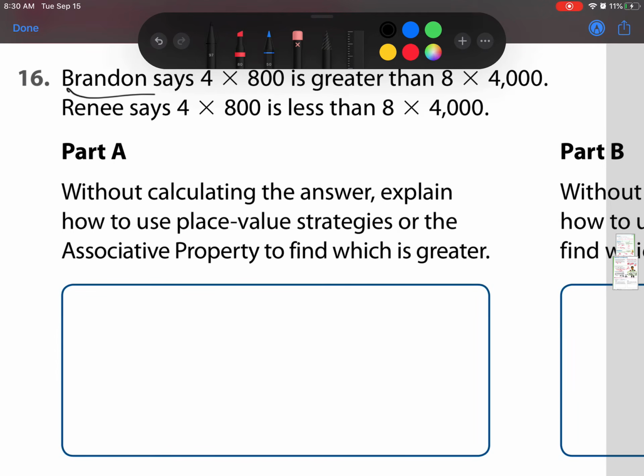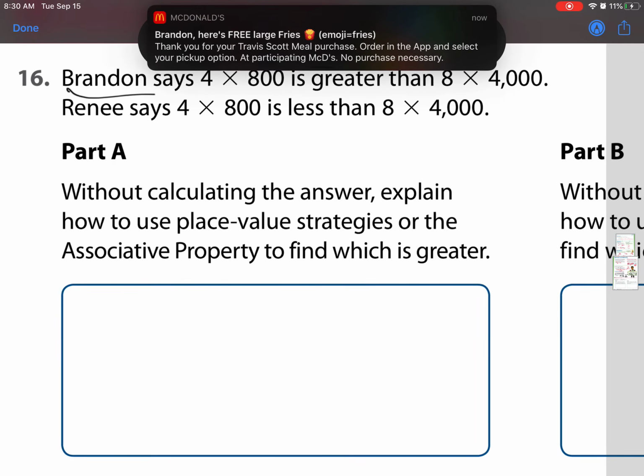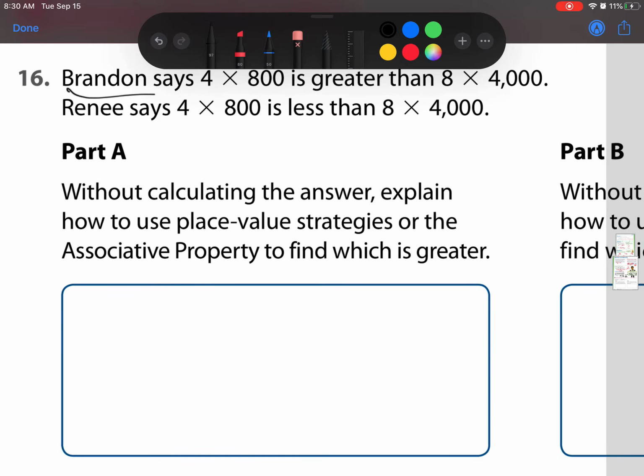So without calculating the answer, explain how you use place value strategies or the associative property to find which is greater. So let's see. It doesn't want me to solve it. So I'm thinking. And what did you come up with? Well, I know that this one right here, 8 times 4,000 is going to be bigger because it has an extra place value. So let's write that down. 8 times 4,000 is larger.